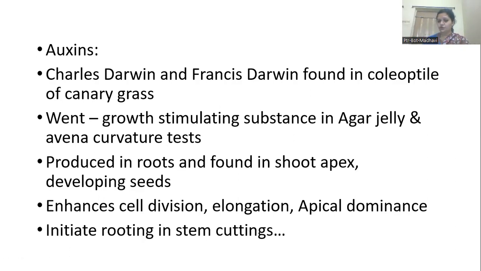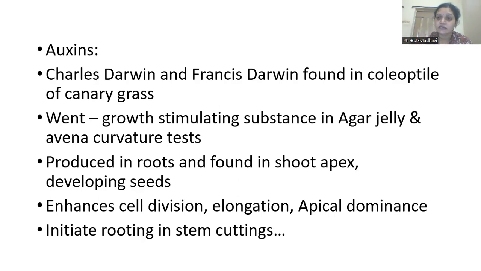Next, these will show the apical dominance. Apical dominance means they will control the lateral bud formation, and any other hormone that is present in the plant body is all suppressed by the auxins, and they will show only one function, that is the apical dominance. The stem tip is going to be elongated. That is the apical dominance, what we can say.